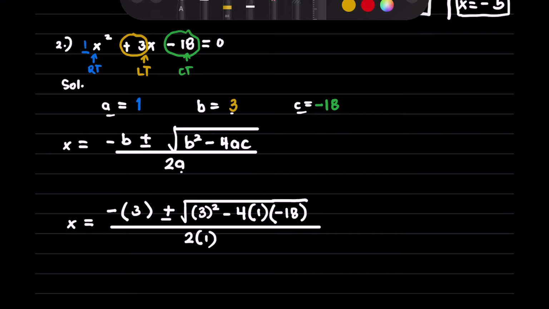Okay? So, para hindi kayo malito, pwede natin palitan ng color. That's 3. That's 3. Yung A natin is blue.